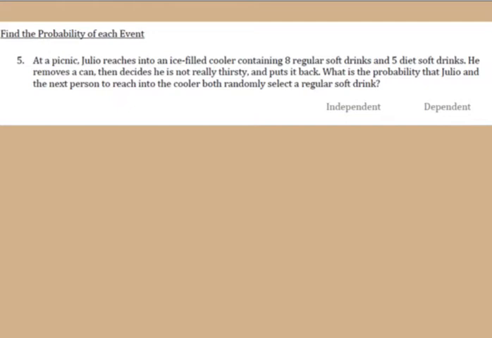So at a picnic, Julio reaches into an ice-filled cooler containing 8 regular and 5 soft drinks. He removes a can and then decides that he's not really thirsty. What is the probability that Julio and the next person reach in the cooler and both randomly select a regular soft drink? Well, first of all, here's one really big word indicator right here. Puts it back. If it puts it back, that means the total is staying the same. Put it back or replacing means independent because your total is not changing.